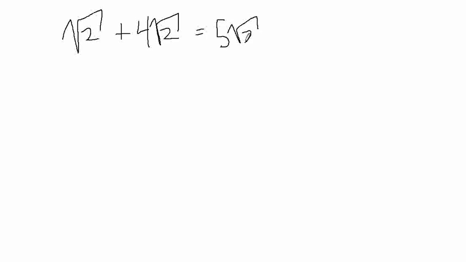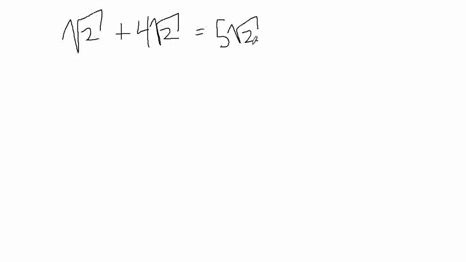I'm going to show you how to simplify radical expressions involving addition and subtraction. I'm going to use the same procedure we would use if we had only numbers. So recall the way that we would simplify the following. We have 1 root 2 plus 4 root 2's, and that gives a total of 5 root 2's.